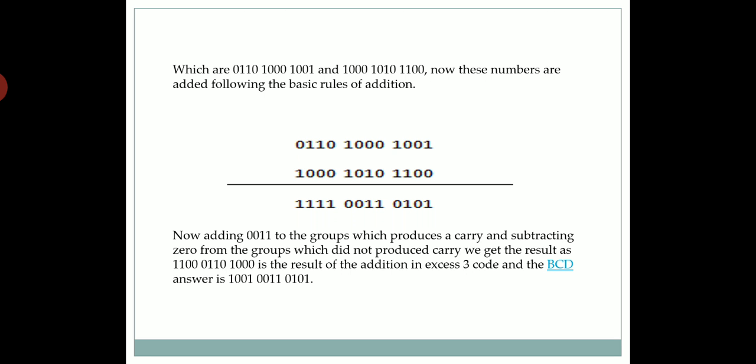If you require the result of the XS3 code addition in BCD code, then you can subtract 0011 from the XS3 code. Then we get the BCD code. This is the addition of two XS3 codes.